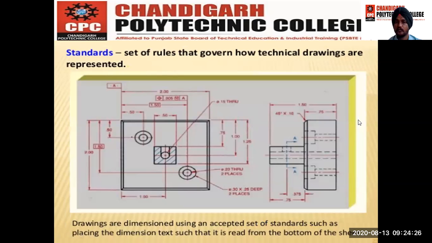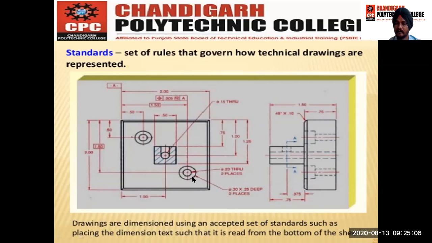Standards: a set of rules that governs how technical drawings are represented. Different kinds of rules and standards are used to represent technical drawings. For example, this is the hole of dia 20, two places. We can place this dimension if the hole is throughout. This is the front view, this is the side view. The internal hole diameter is 20, a through hole. This is the 20 hole diameter, and it goes throughout the plate. This is created in two places, one place and second place.